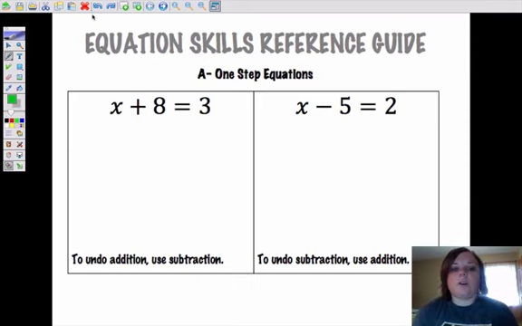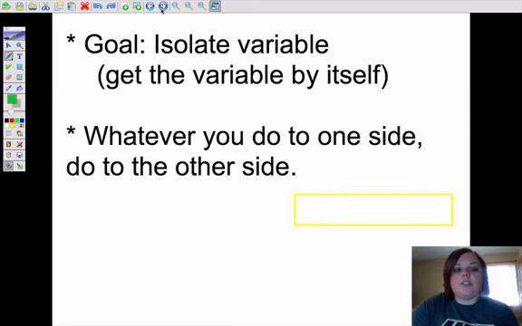Okay, in this video we're going to be solving one-step equations, which is skill set 8 in this unit. Before we get started with the examples, I want to remind you of a couple of general rules we want to follow when solving any equation. We want to remember that the ultimate goal is to isolate the variable, or to get the variable by itself. That just means when you finish, you want to have x is equal to something. That's the whole point of solving equations. You want to figure out what the variable is equal to.